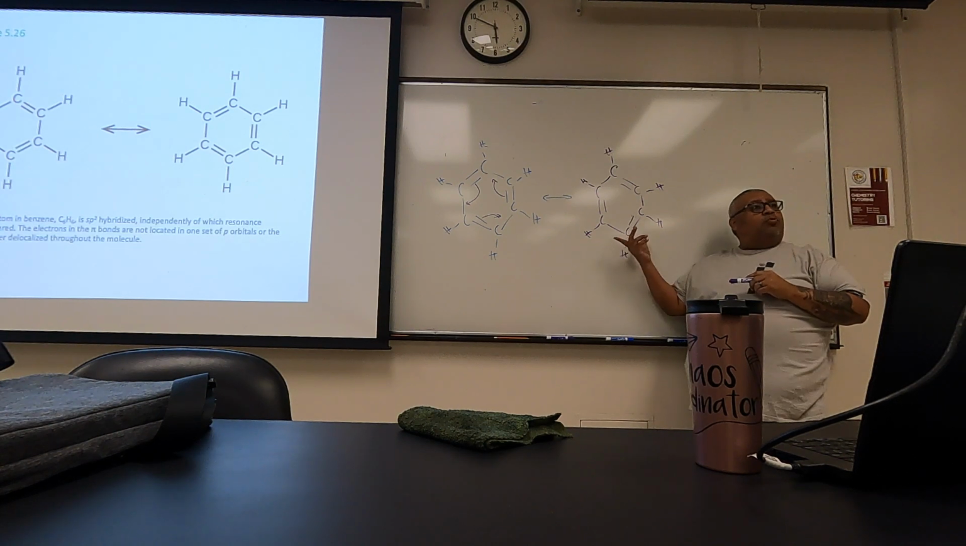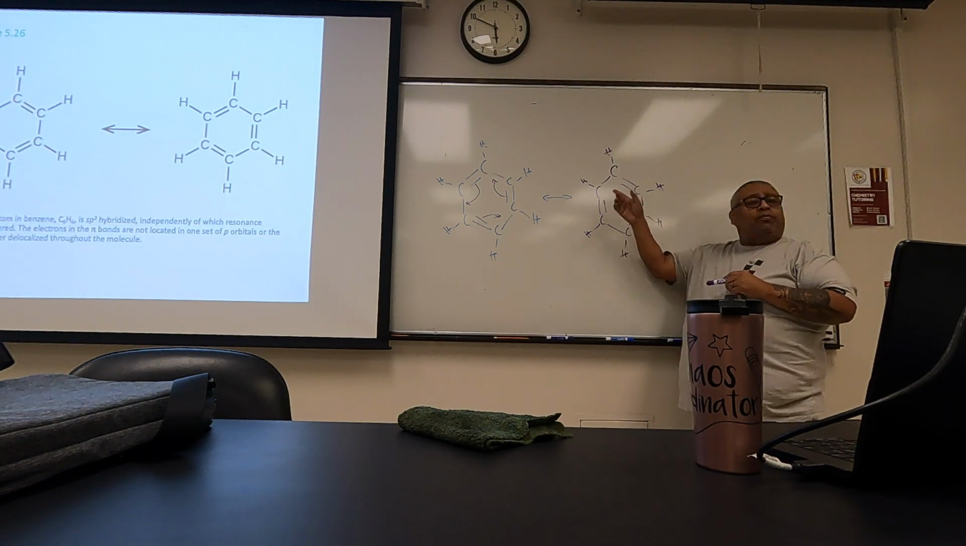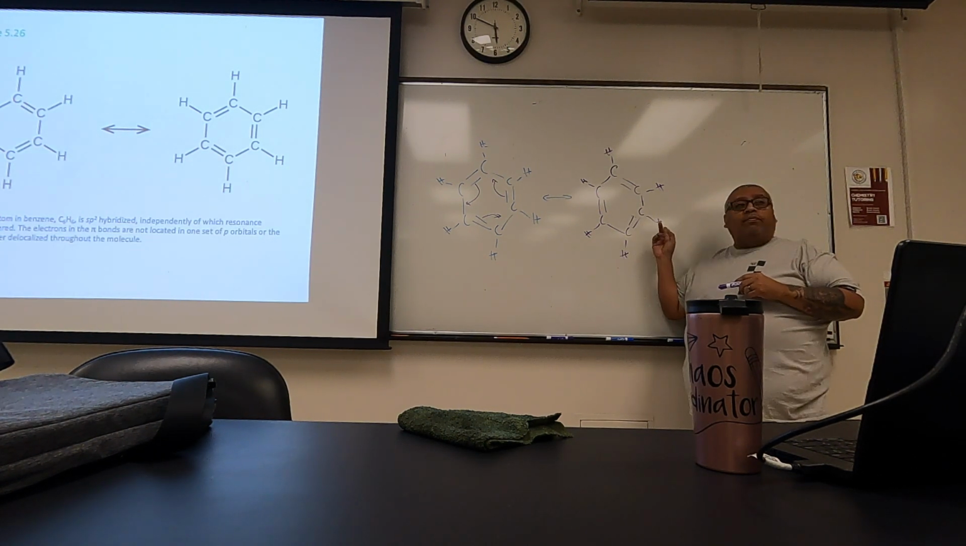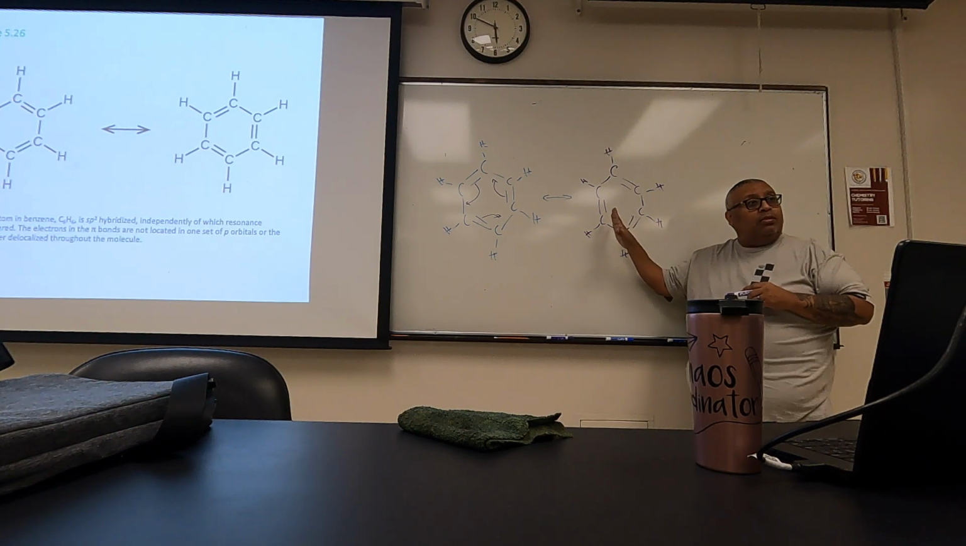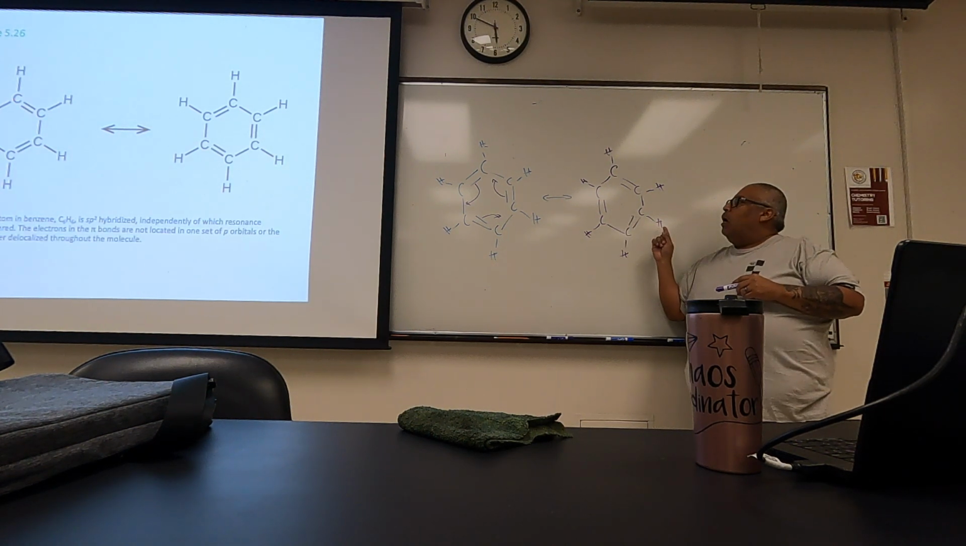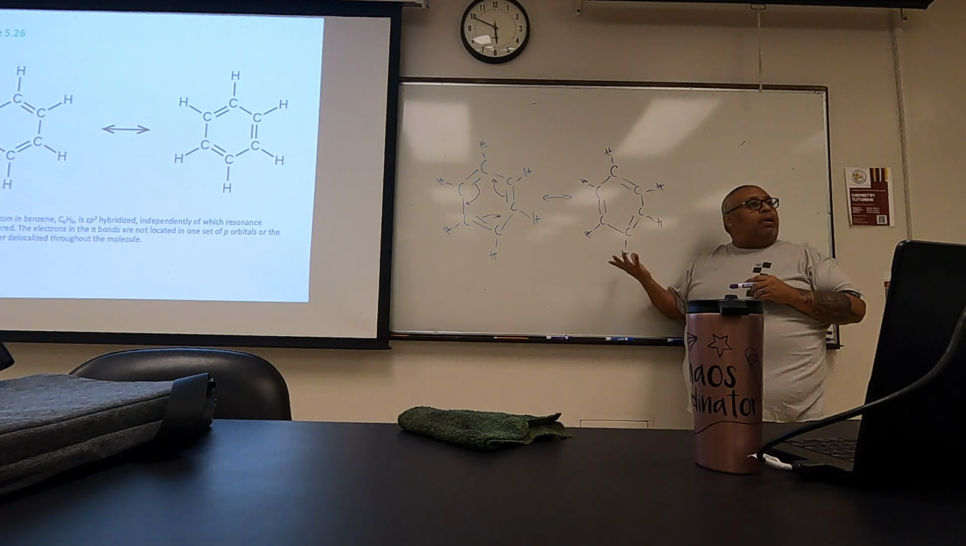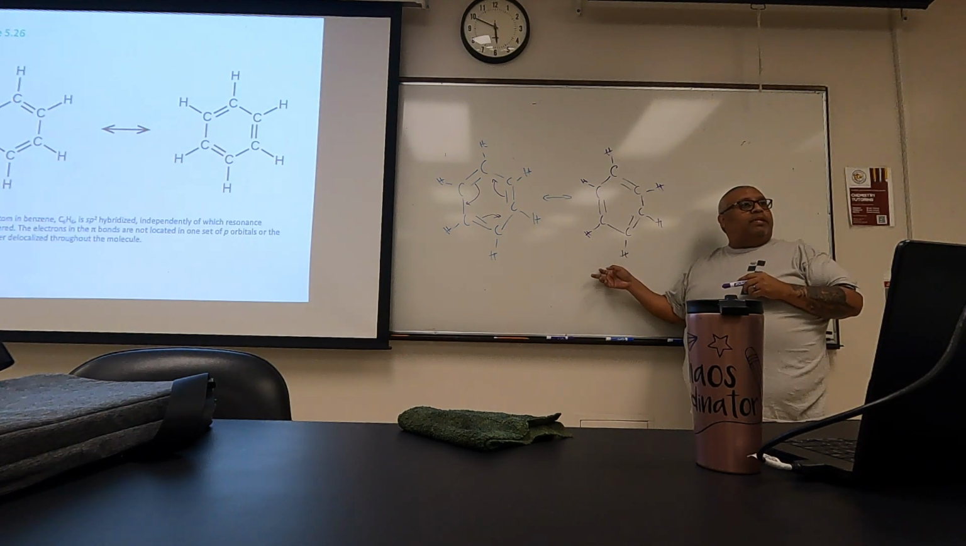So these two would be considered resonance structures. The number of carbons remains the same. The number of hydrogens, the number of electrons, the number of double bonds are the same. Nothing has changed except the location of these double bonds. So this is what we consider a resonance structure.